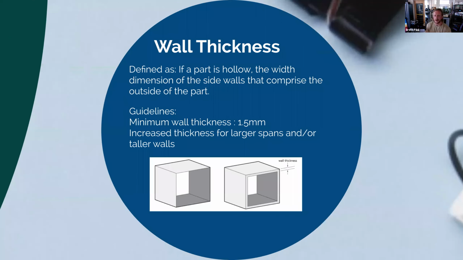Wall thickness. If a part is hollow, this is the width dimension of the side walls that comprise the outside of the part. The guideline here is that the minimum wall thickness be 1.5 millimeters, and you're going to increase that thickness for larger spans and or taller walls. That's pretty intuitive. You don't want too thin of a wall if you're making a really tall or large vase or something like that.